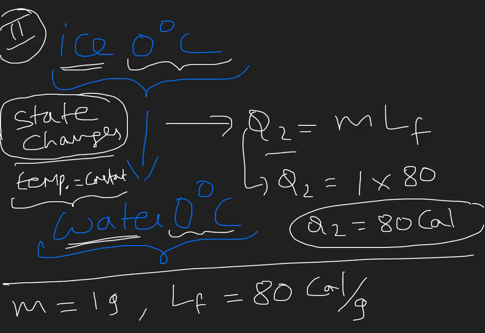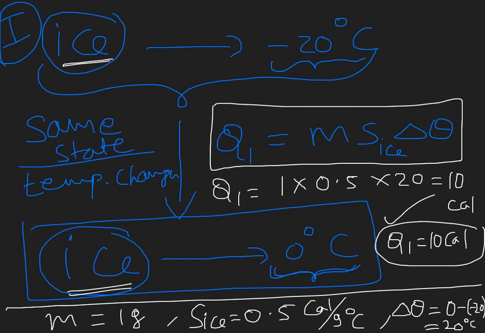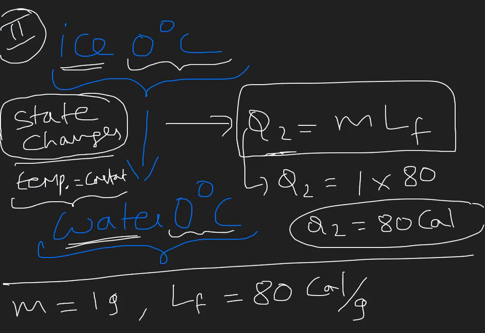So what I did here, the formula for that one is Q2 is equal to m L_F. When we have to use m L_F formula, when we have to use m s delta theta formula? m s delta theta formula we have to use when same state temperature changes. m L_F formula when state changes, temperature constant. Anyhow, mass is 1 gram. L_F value 80 calorie per gram. 1 into 80. So Q2 value is 80 calories. This is our second step.